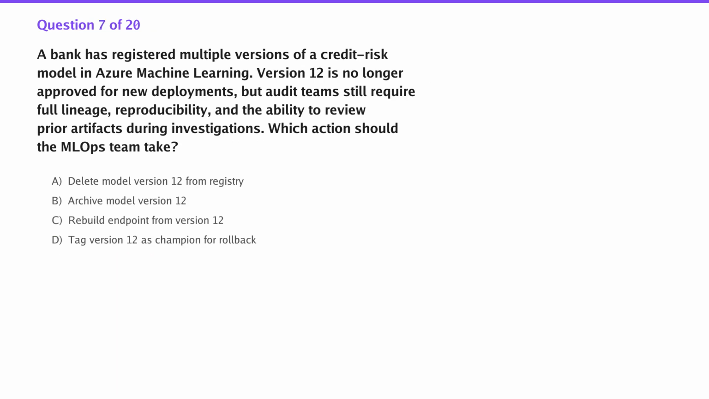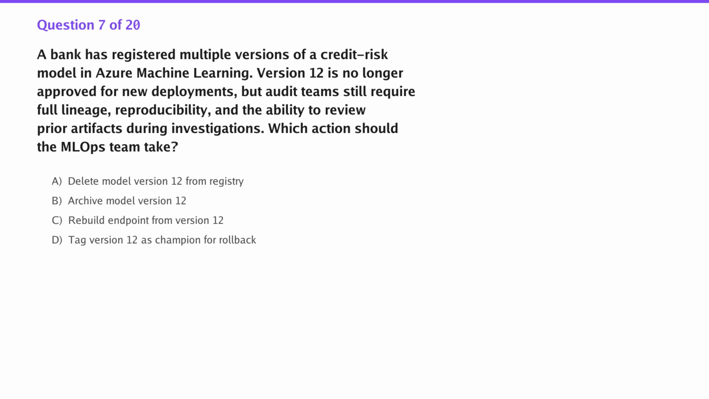A bank has registered multiple versions of a credit risk model in Azure Machine Learning. Version 12 is no longer approved for new deployments, but audit teams still require full lineage, reproducibility, and the ability to review prior artifacts during investigations. Which action should the MLOps team take?